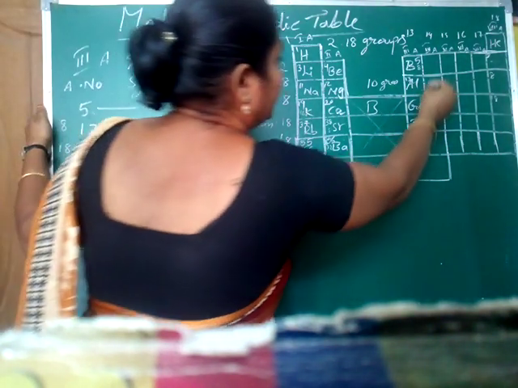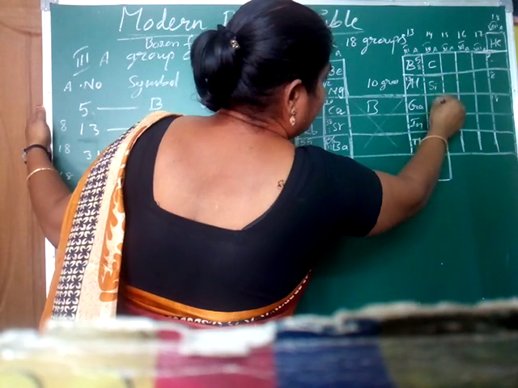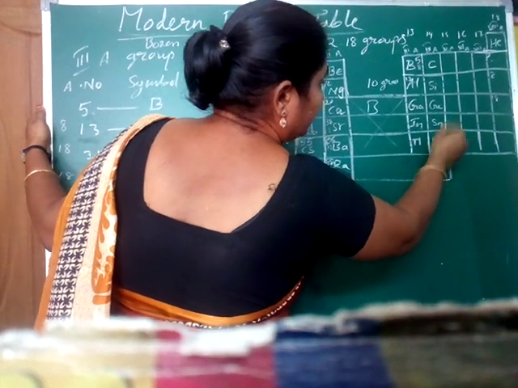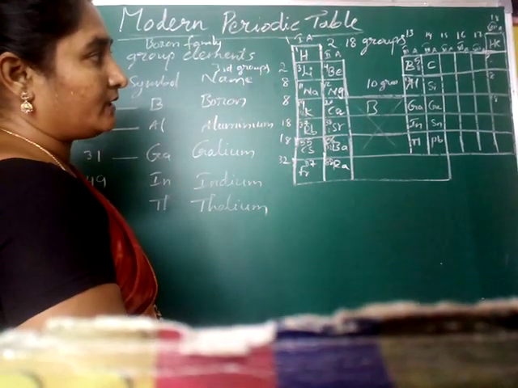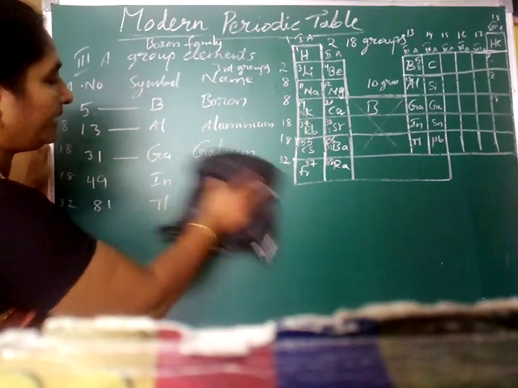And the next one is carbon, silicon, germanium, tin, lead. Next one, fourth A group elements. Okay, I am writing on the board. Can I rub it?